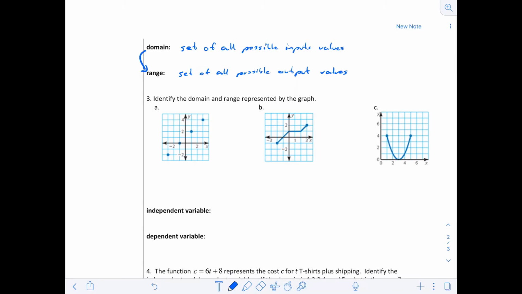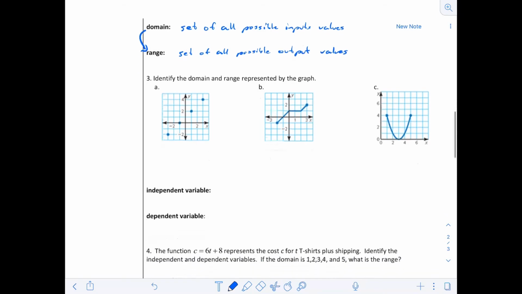So in number 3, it says identify the domain and range represented by the graph. So again, the domain is the input values, or in this case, it's going to be our x values, and the range is going to be the output values, or in this case, our y values. So if I look at these points, we have a point at -3, -2. So its input is -3, its output is -2. In other words, -3 is part of the domain, -2 is part of the range.